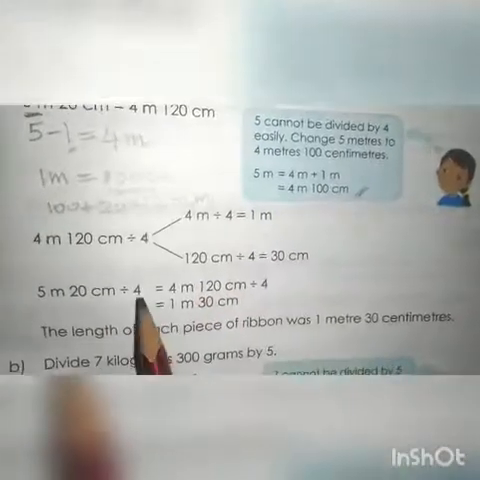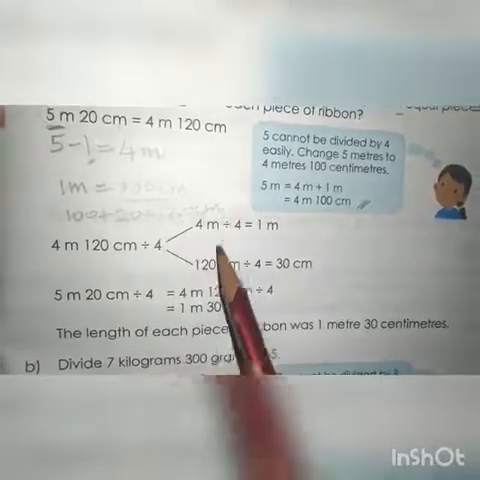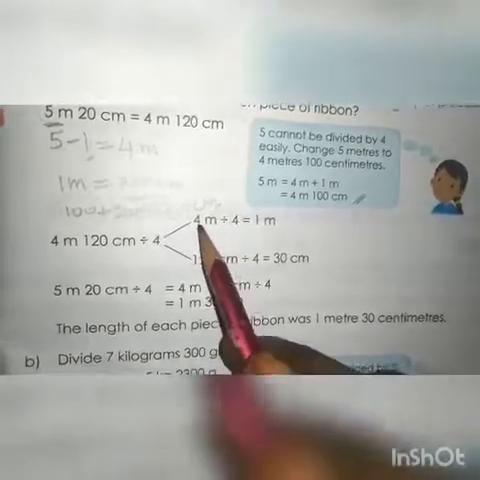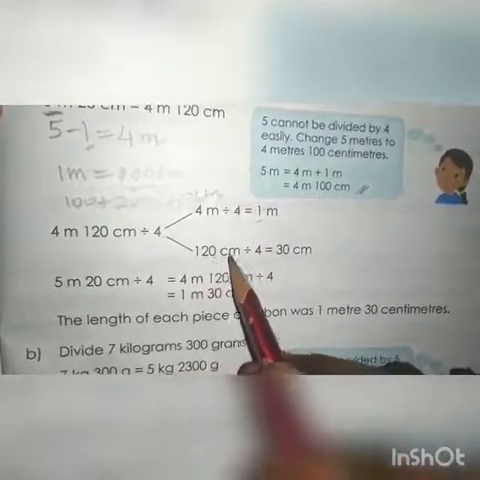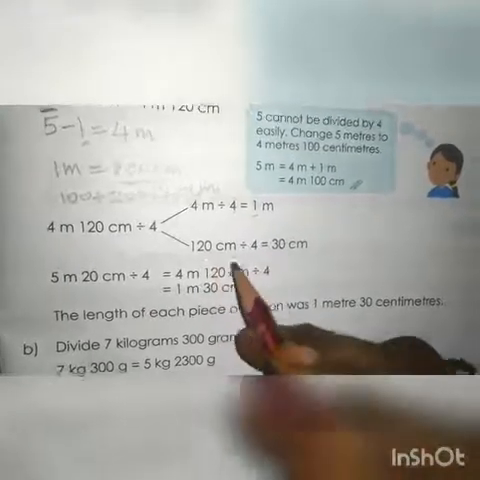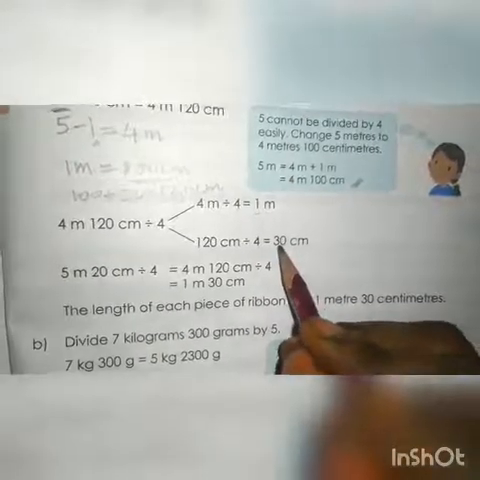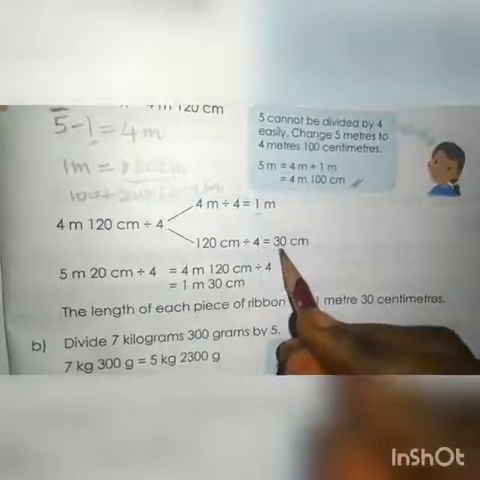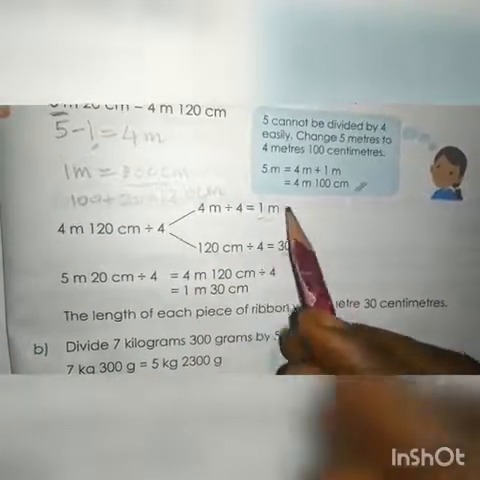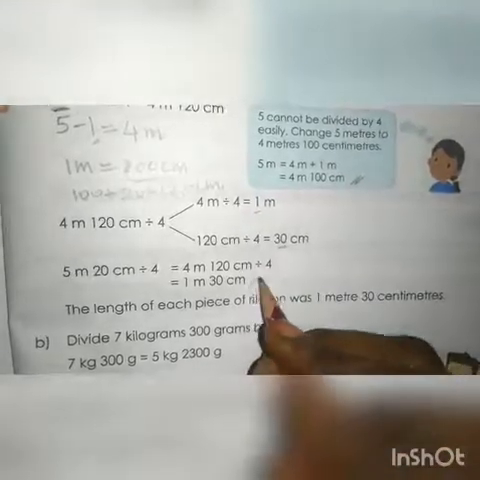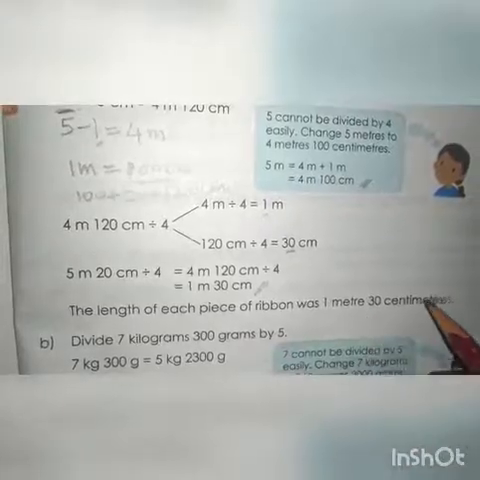Okay, now the division part is very easy for us. 4 meter 120 centimeter is divided by 4 separately. 4 meter divided by 4, 4 by 4 is equal to 1. 120 centimeter divided by 4 is equal to, how many times will we get in the 4 table? 30 times. 30 into 4s are 120. So we got the answer as 30 by dividing 120 by 4. Okay, so we got the answer as 1 meter 30 centimeter. This is the right answer for this problem. The length of each piece of ribbon was 1 meter 30 centimeters.